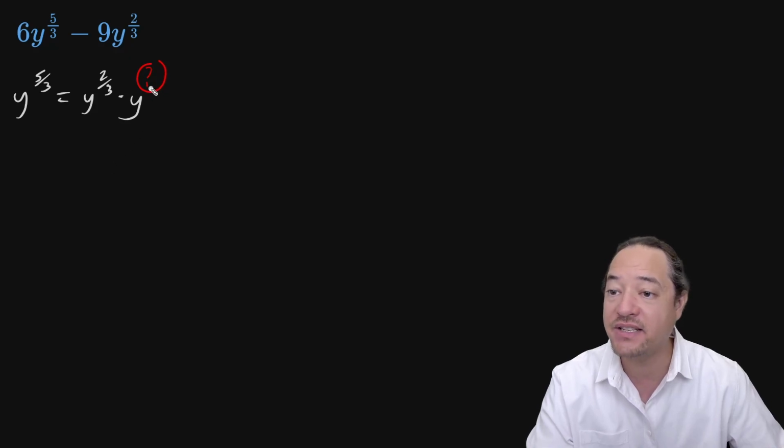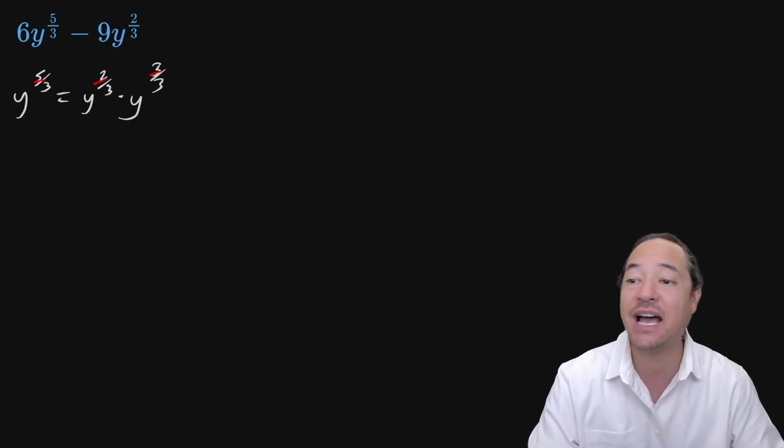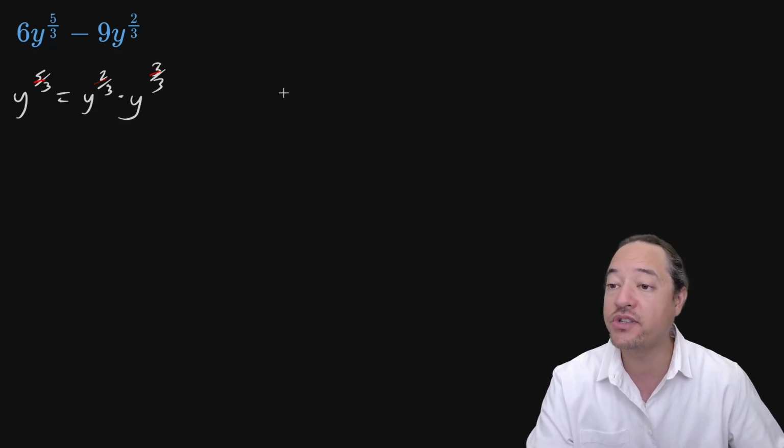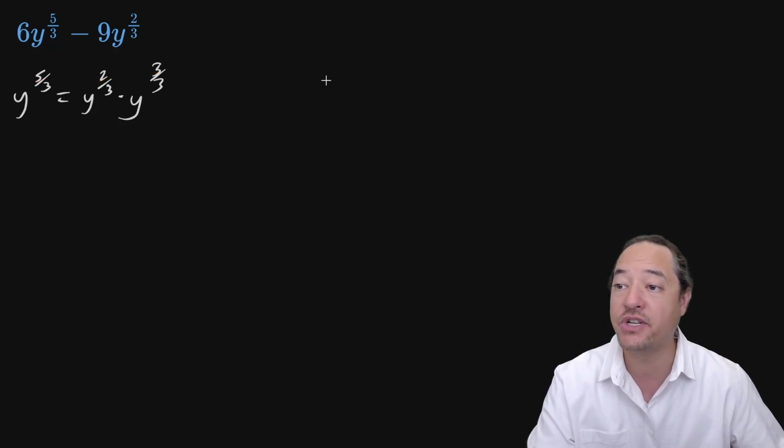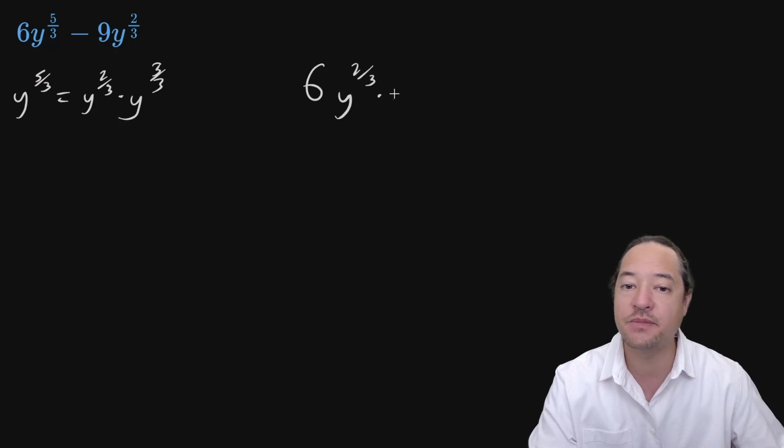Well, whatever that is, if we add it with 2/3, we'll get 5/3. So this must be then 3/3, right? Because 2 plus 3 equals 5. Okay, so that's how we get that. So what I'm going to do now is rewrite my original expression here as 6 times y to the 2/3 times y, okay, because 3 over 3, that's just 1. So that's y to the first power, minus 9y to the 2/3.